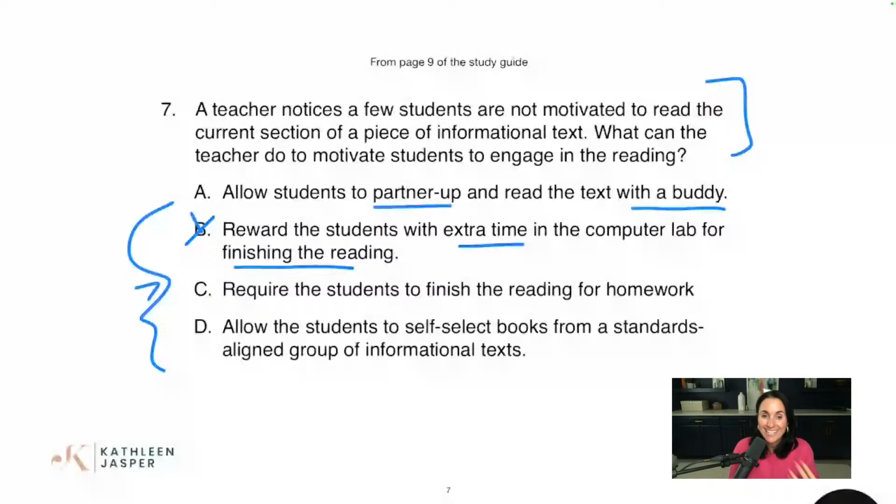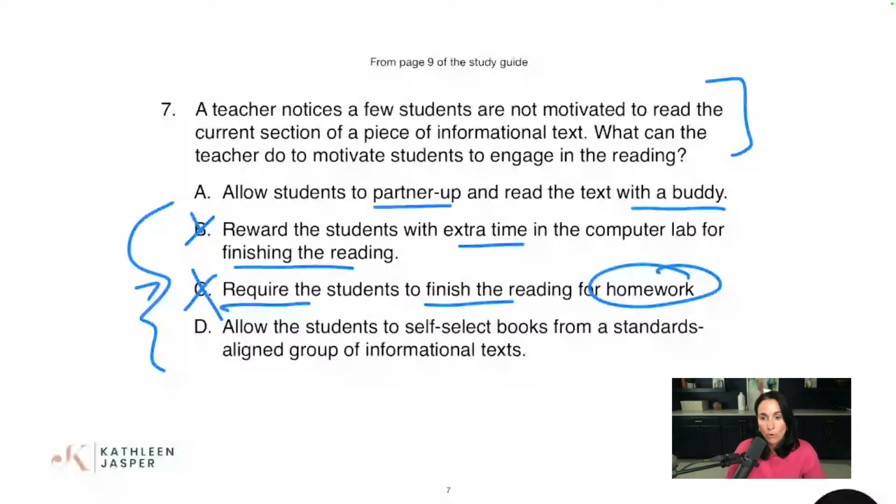So we want to focus on intrinsic on this exam. Anything extrinsic is typically the wrong answer. I say typically because there's always something, but if you see something like this, cross it off. C, require the students finish the reading for homework. Again, homework is a bad word on this test. Is it a bad word in life? No. It is not a bad word in real life.